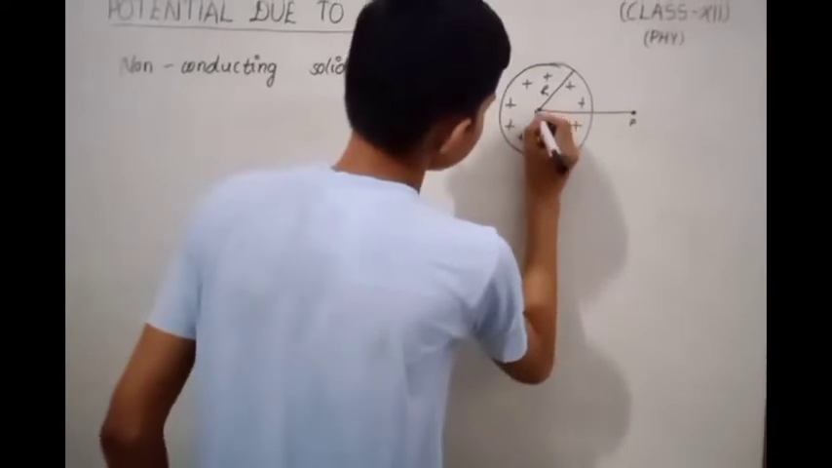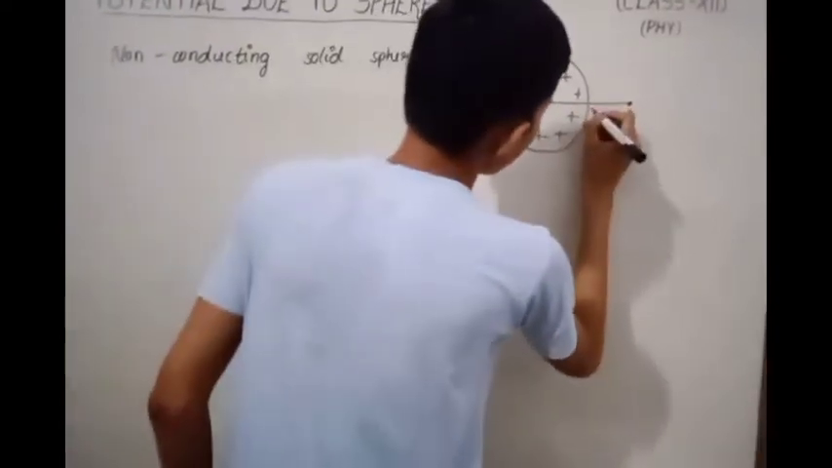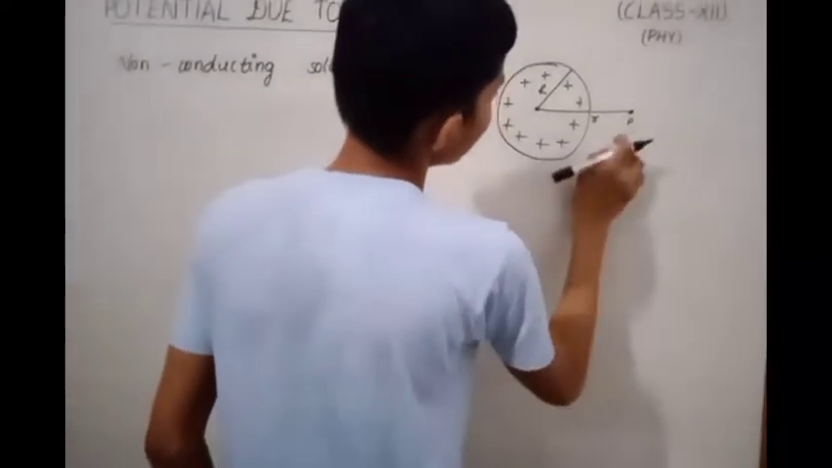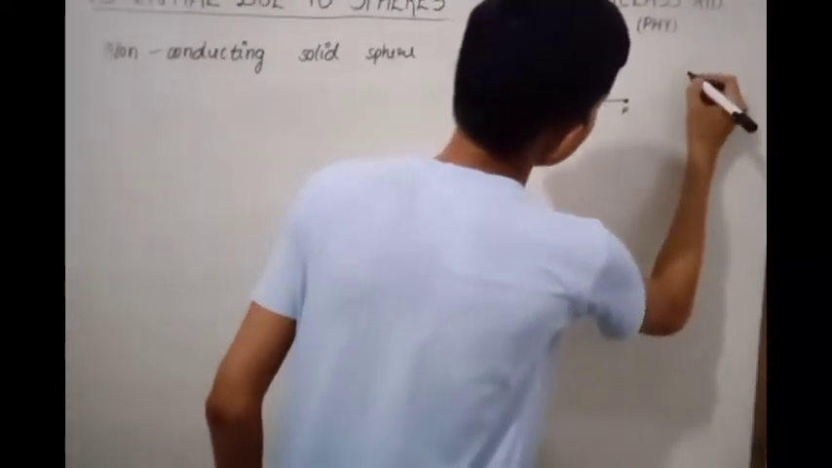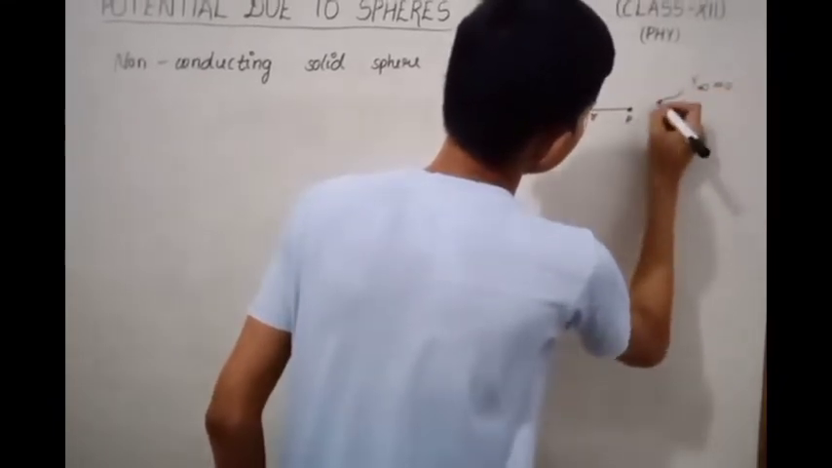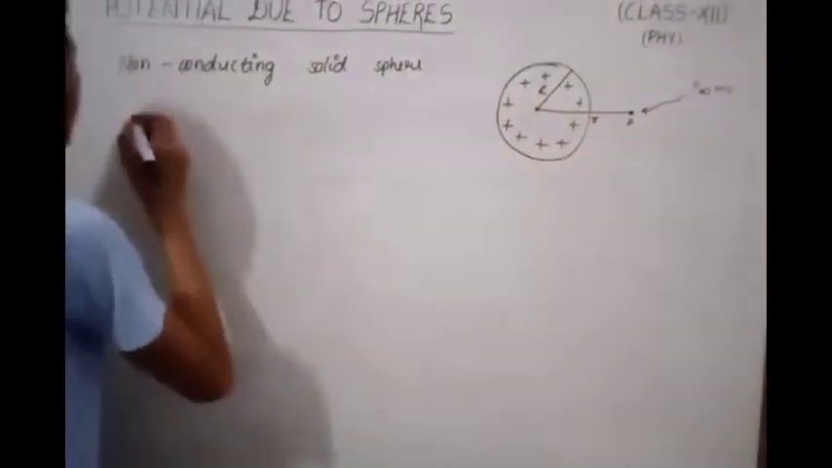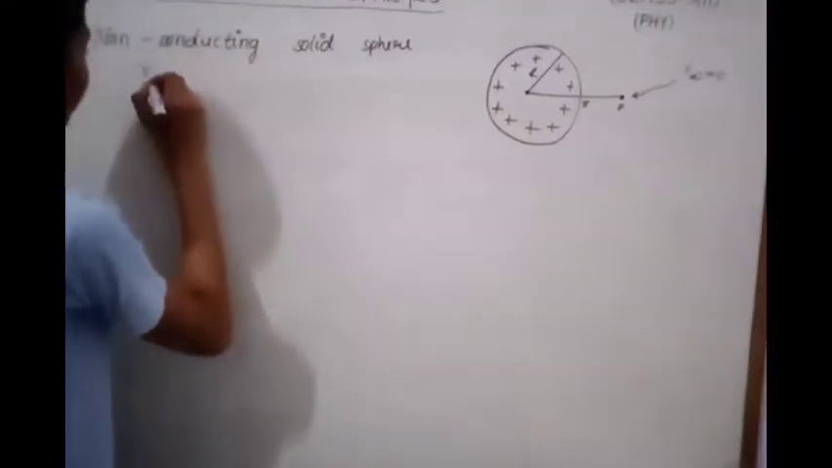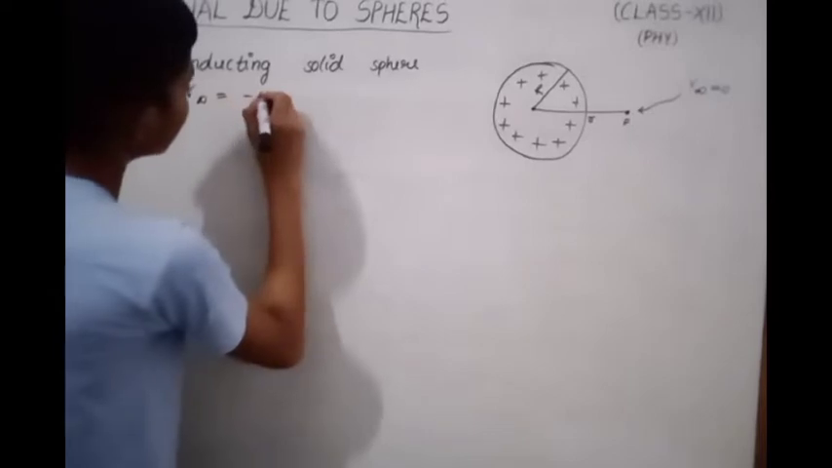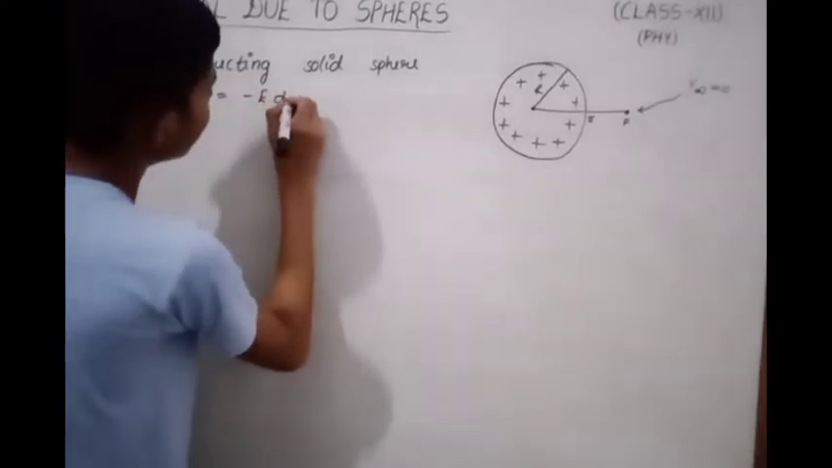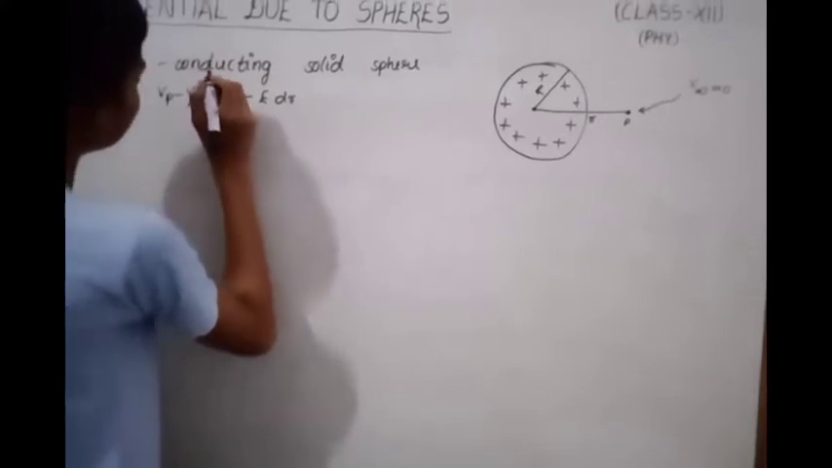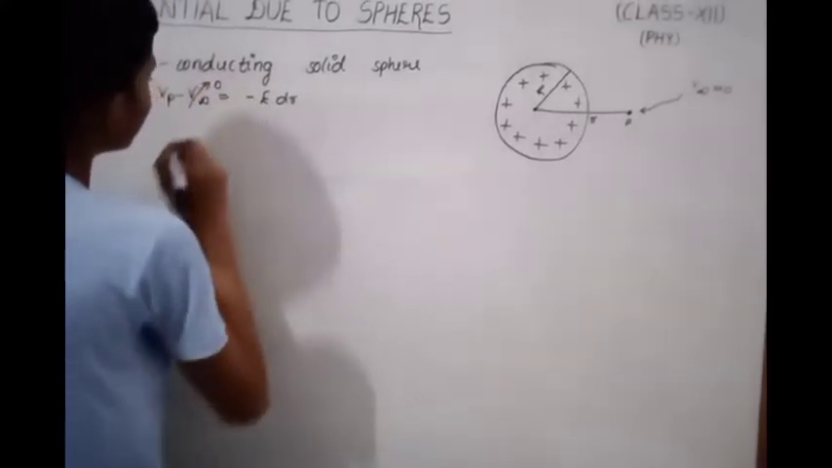This is the center, and the distance between the point P and the center is r. We have to find the potential at the point P. For this, we have to bring a charge from infinity, and we know that the potential at infinity is 0. Vp minus V infinity equals minus E dot dr. Potential at infinity is 0. This we already know.